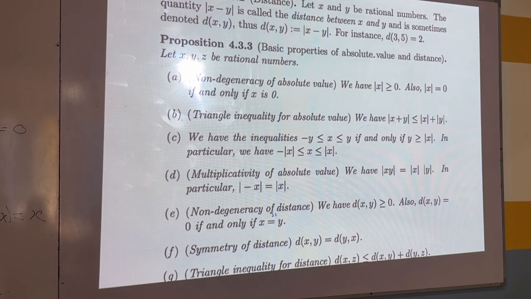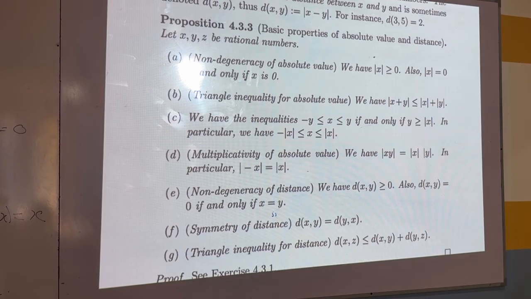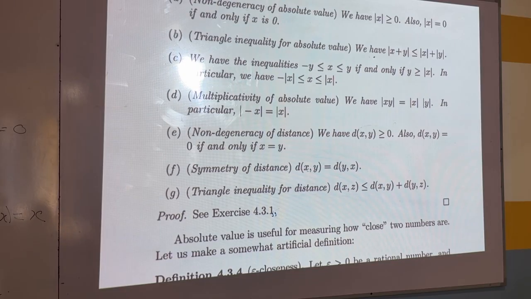Non-degeneracy of distance: a distance is always greater than or equal to 0. We are not going to have negative distance. Also d(x, y) equals 0 if and only if x is equal to y. Symmetry I told you before and it is obvious, but you should prove it once. That's important because I have written them 10 million times. Triangle inequality: d(x, z) is less than or equal to d(x, y) plus d(y, z). Very important. These absolute value and distance facts are all over analysis.